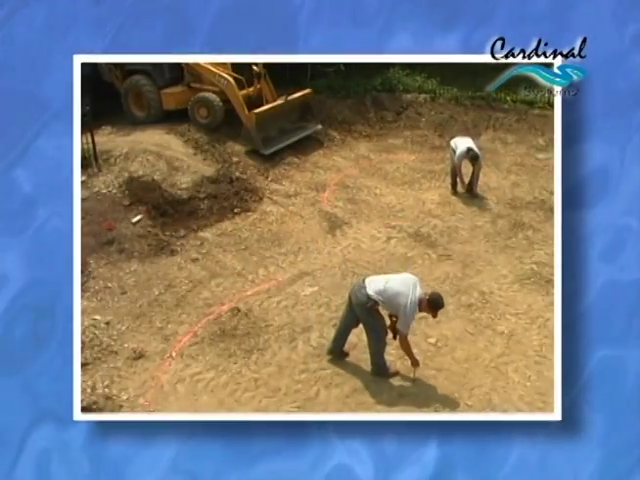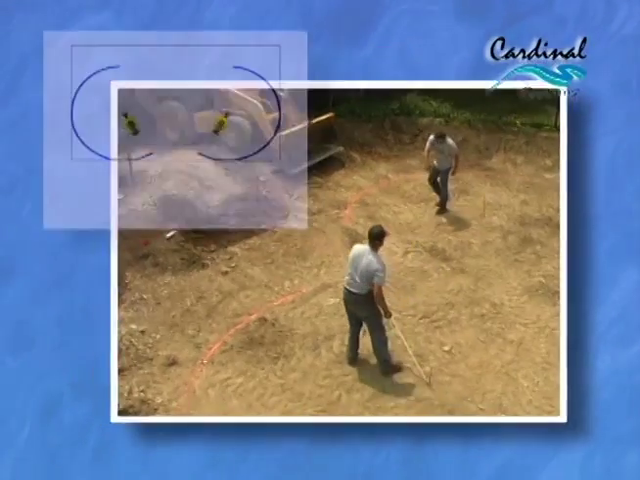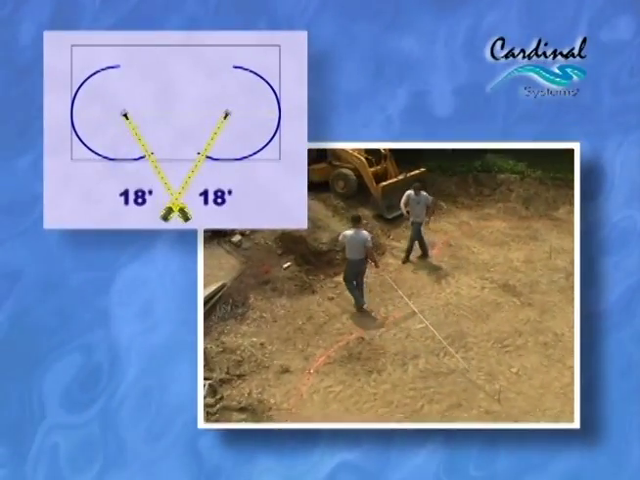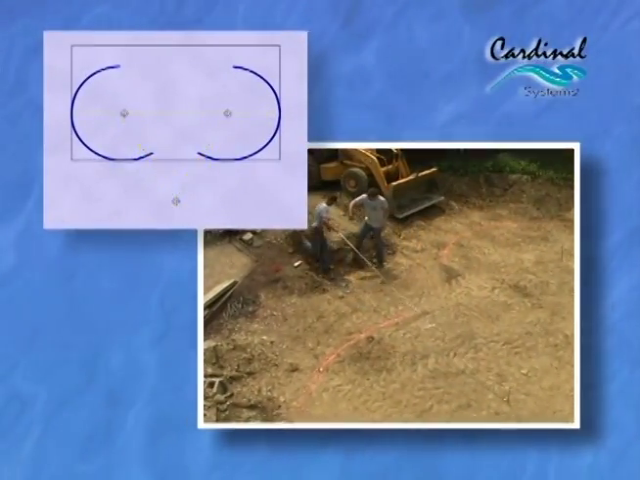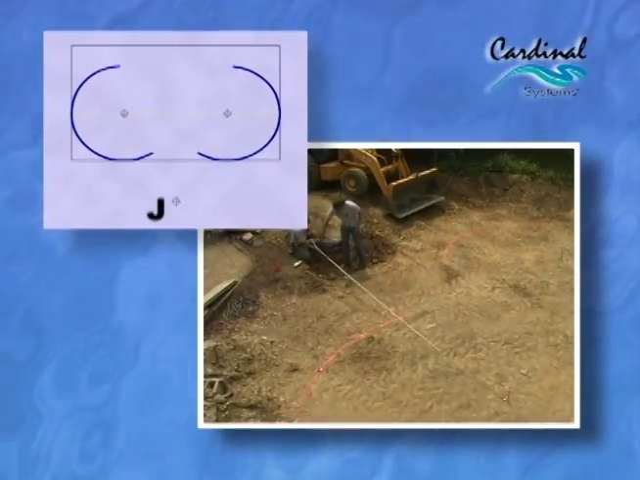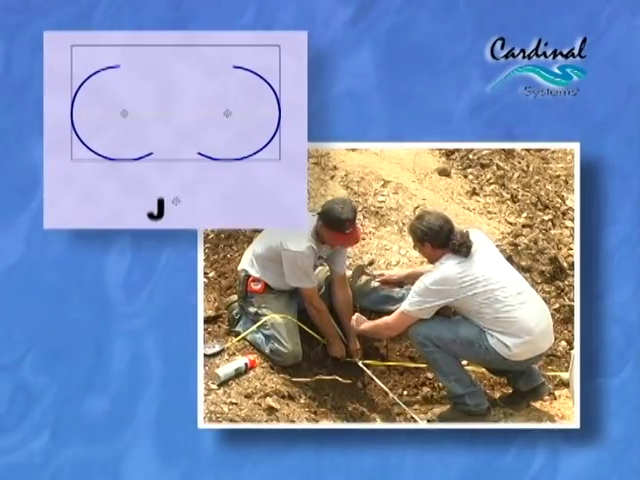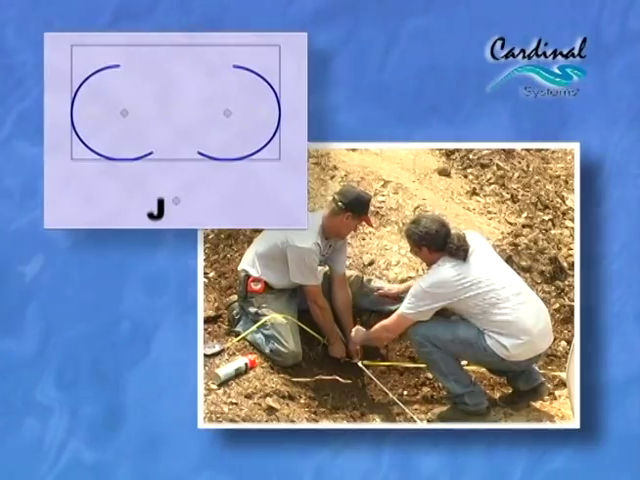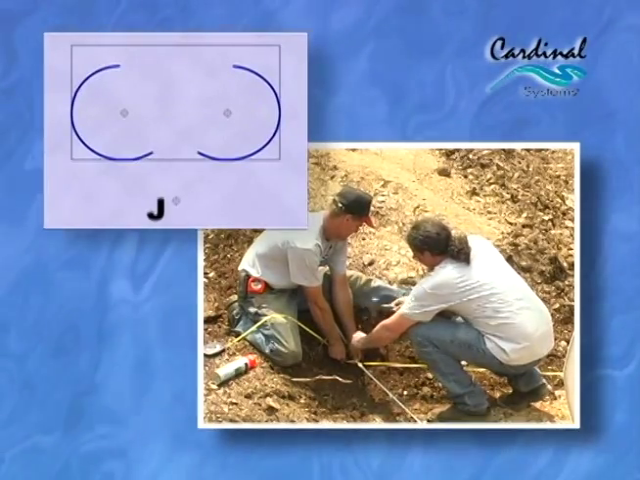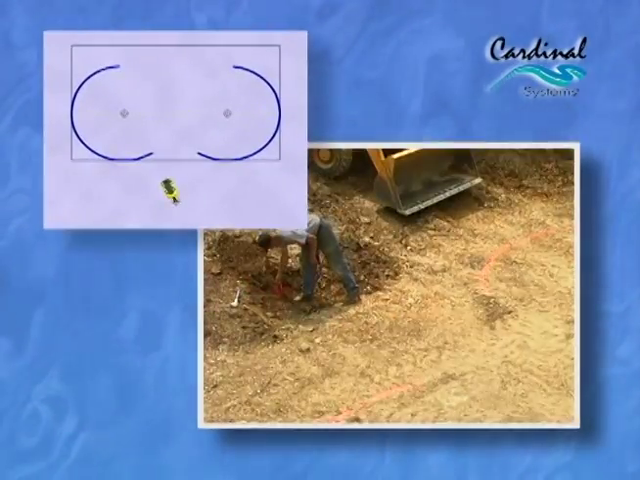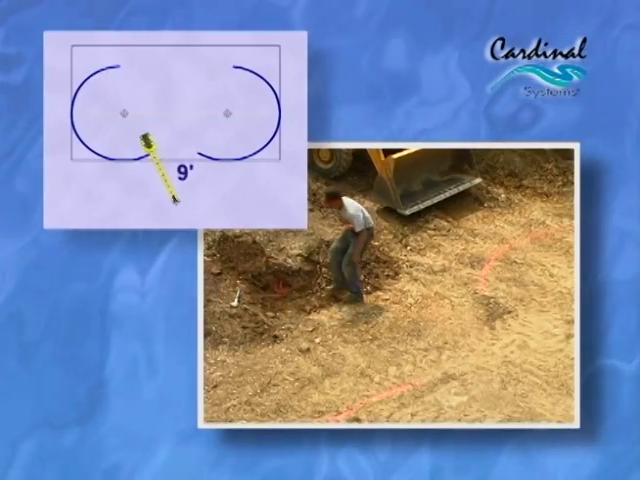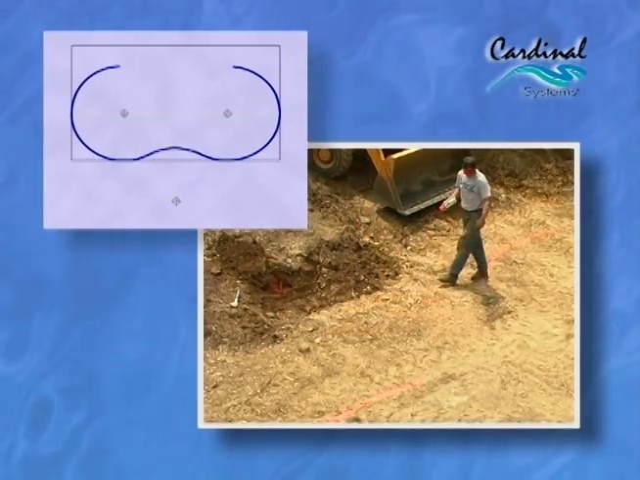To find the third radius point, measure 18 feet from both center points and bring these two measurements to intersect at point J. This triangulation will establish the third radius point, which is a reverse radius. Drive a rebar at this point. Then, run a tape 9 feet from this new point and spray the third radius.